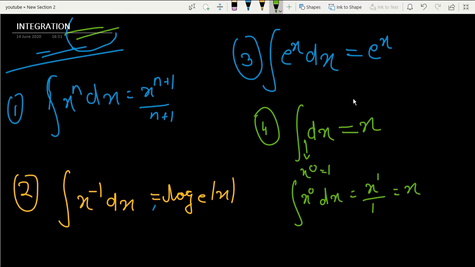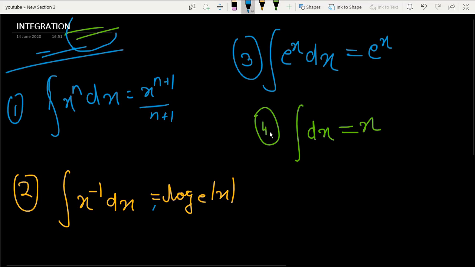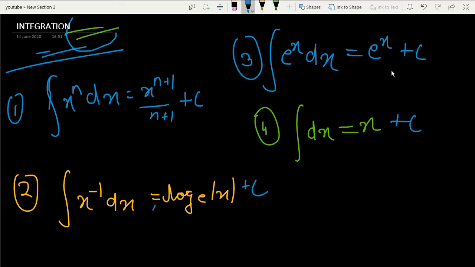Remember this. And never forget to put c. Never ever. I forget most of the time, but you don't forget to put plus c, because there's nothing given above or below. You can see there's nothing given, so it is an indefinite integral. So you have to put plus c always in the answer.